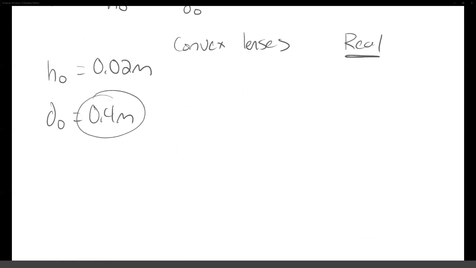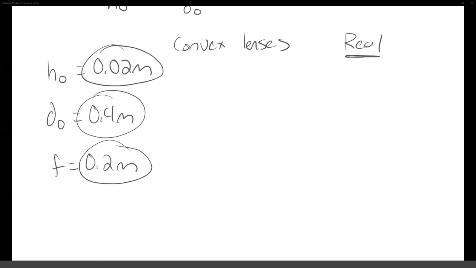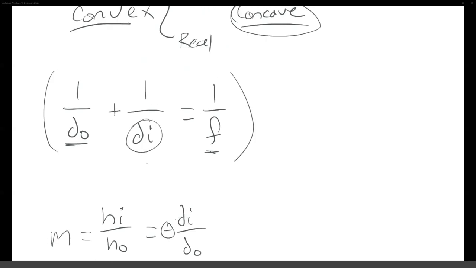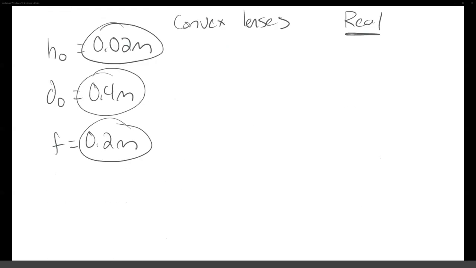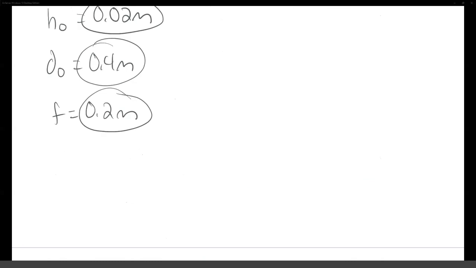Next, what else do we know about 16a? We know the focal length. Focal length equals 20 centimeters, so 0.2 meters. I suppose you could have left this in centimeters. It was just a habit for me to switch it to meters. But okay, let's do that first one to find the distance of the image. And then we'll use the second one to find the height of the image.